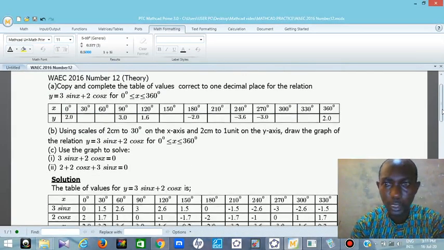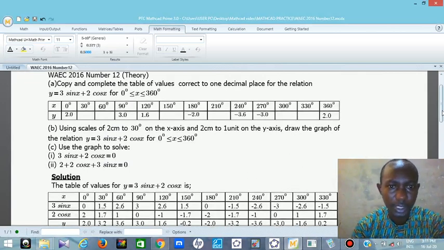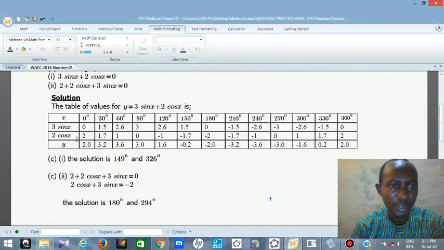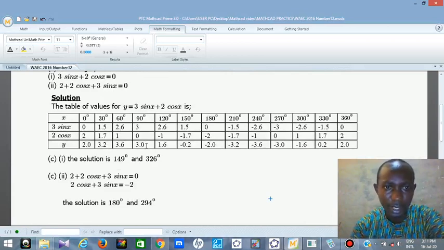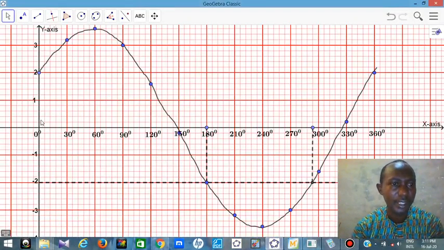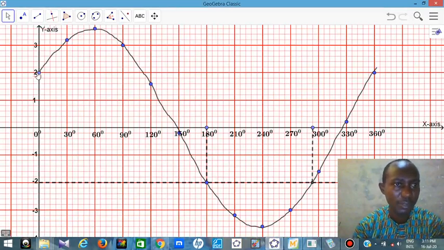It's not a difficult one. Just make sure you follow the steps very well. Get your table first, complete the table, use your calculator very well, substitute the values of x into sine x and cos x. Make sure you multiply by 3 and 2 very well. Get this one, add it very well, you get a result. Then get your scale on your graph, the scale that is given, make sure you follow it well, plot the points very well. You can see my curve.